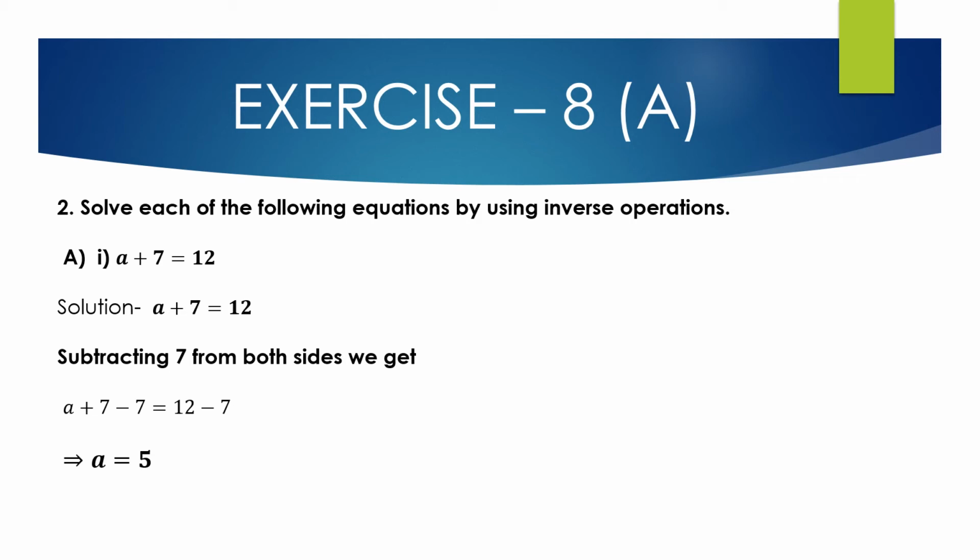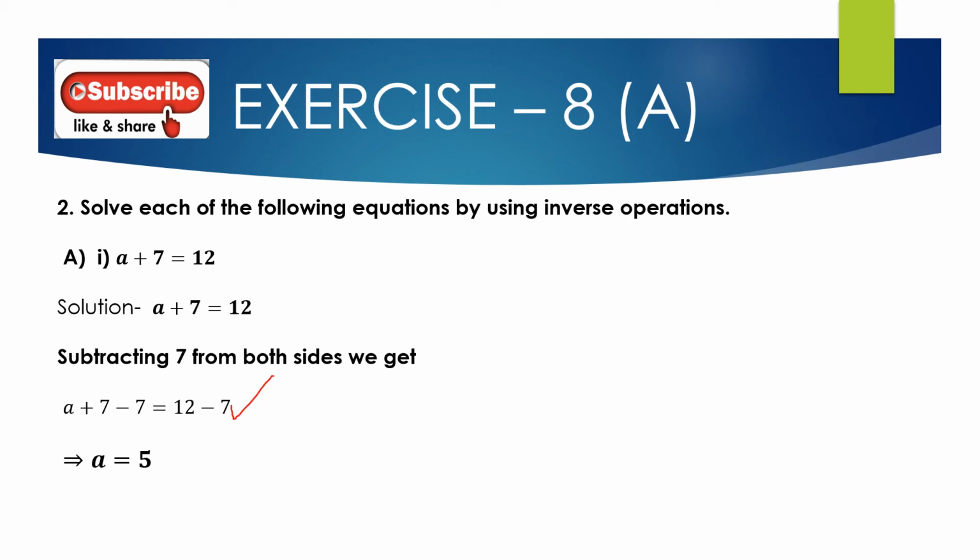a plus 7 equal to 12. So we have to subtract 7 from both sides of this equation. We get a plus 7 minus 7 equal to 12 minus 7. 7 minus 7 will be cancelled. So a equal to 12 minus 7 is 5. a equal to 5. So the value for the variable a is 5.